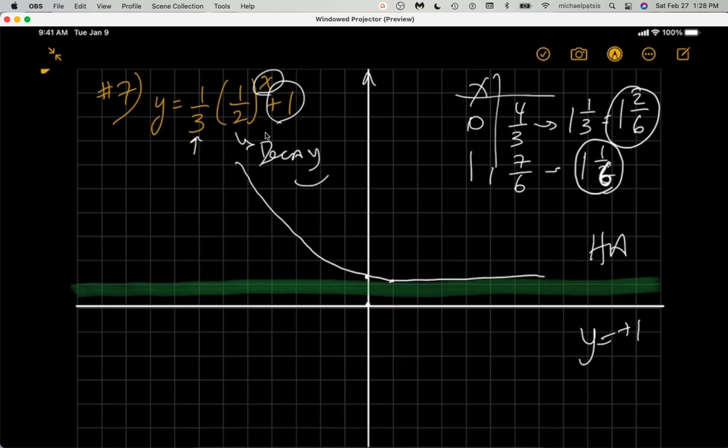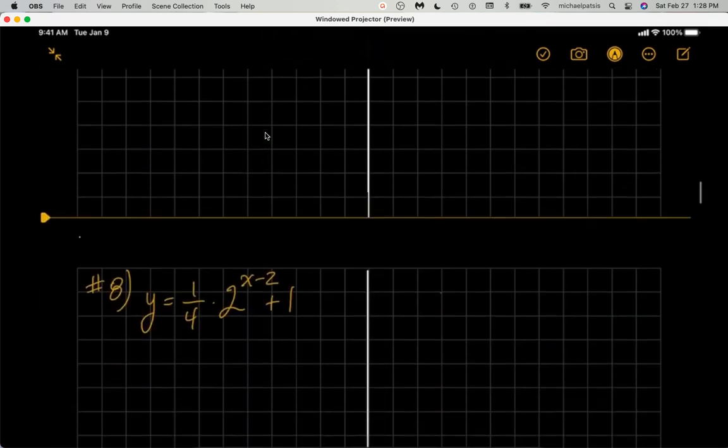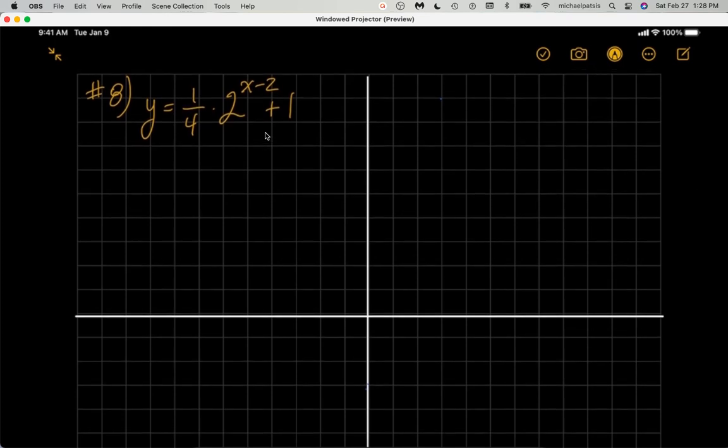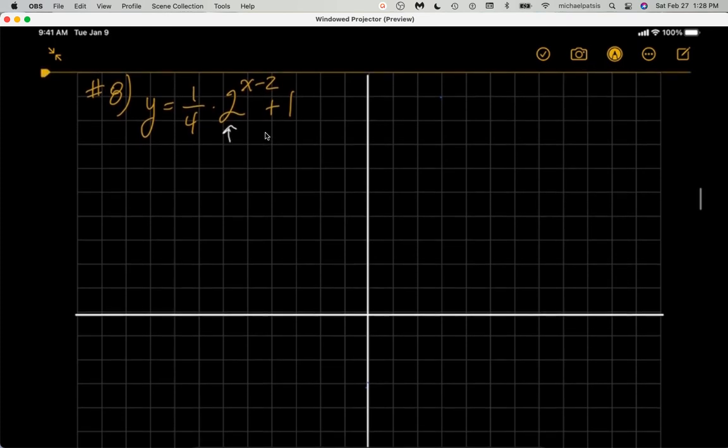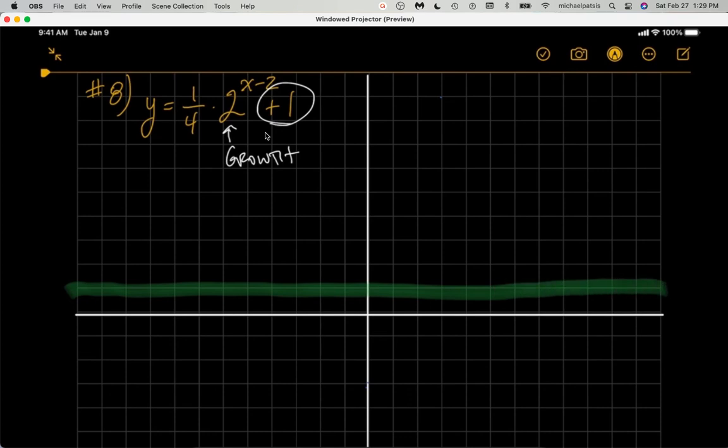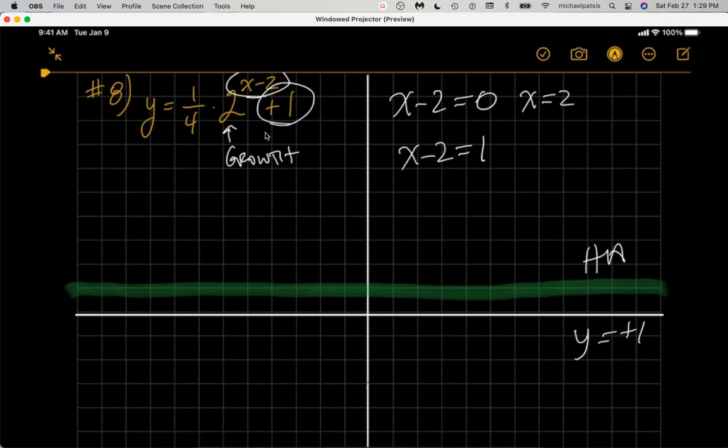Again, a decay problem heading towards the asymptote. Totally fits our intuition. Okay, I believe this is our last problem. It's legal. It's going to be a growth. It's going to be moving away from this horizontal asymptote. Here it is. HA, y equals +1. We set this to 0 and equal to 1. When we do that, we get x equal to 2 and x equals to 3.